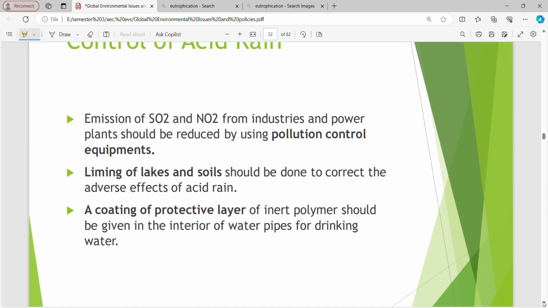How can we control acid rain? Emission of sulfur dioxide and nitrogen dioxide from industries and power plants should be reduced by using pollution control equipment. We are not going into detail on this, we just point it out. Liming of lakes and soils should be done. Liming, okay, that is, lime is alkaline. So when you add lime, the acidity will get reduced, as lime is very alkaline in nature. Then a coating of protective layer of inert polymer should be given in the interior of water pipes for drinking water.